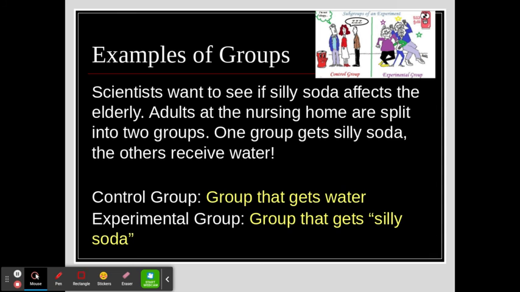Here's another example, kind of silly, but scientists want to see if silly soda affects the elderly. Adults at the nursing home are split into two groups. One group will get silly soda and the other receives water. So the control group is the group that gets the water, and the experimental group is the lucky group, I guess, that gets the silly soda. And then they would look at the results, see how it impacted the different elderly individuals, and collect data that way.